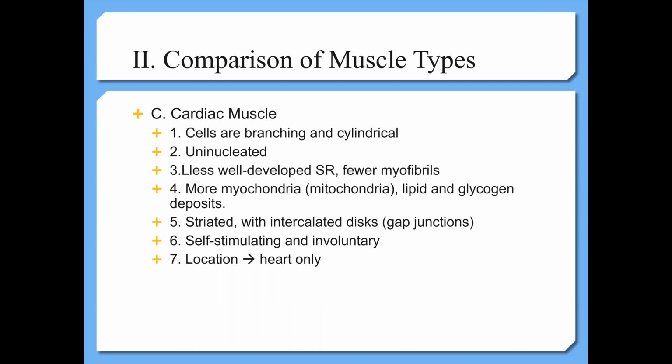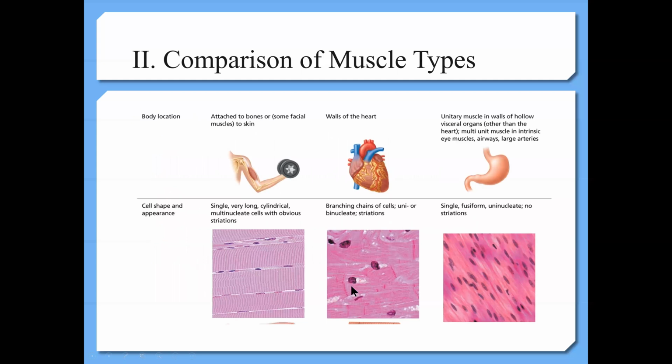Lipid and glycogen deposits, okay. We need glycogen because glycogen is our source of instant energy in animals. Starch is a source of energy in plants. Glycogen is a source of energy in animals. They are striated with intercalated discs. Remember, we talked about that. We want one muscle cell to connect with another so that they can do contraction. They are self-stimulating, okay, self-stimulating. They generate their own impulse. They're involuntary, and their location is in the heart only. And so these are cardiac muscles, okay?